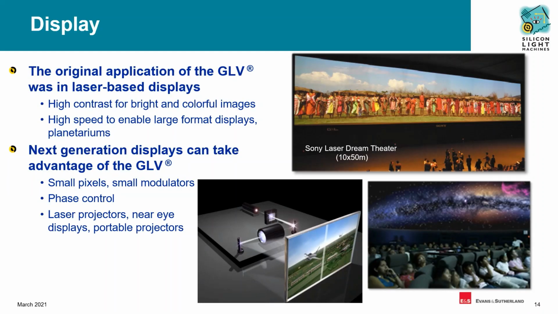Originally, the major application of the GOV technology was in displays. The high speed and contrast of the GOV allows for bright and colorful large format displays, and a 1D scanned image limits the needed laser power compared to a 2D projector. Examples of this technology in action include the Sony Laser Dream Theater at the World's Fair 2005 and planetariums powered by Evans and Sutherland. Future display technology, such as pocket projectors and near-eye displays, can further take advantage of the compact size of the GOV pixels as well as full phase control.